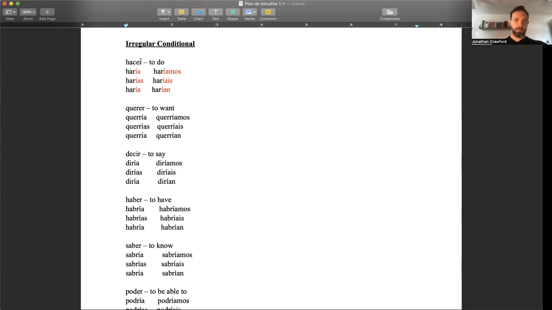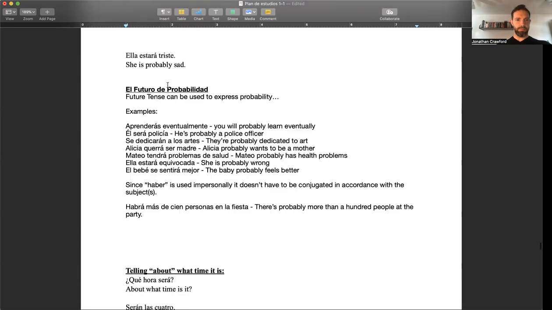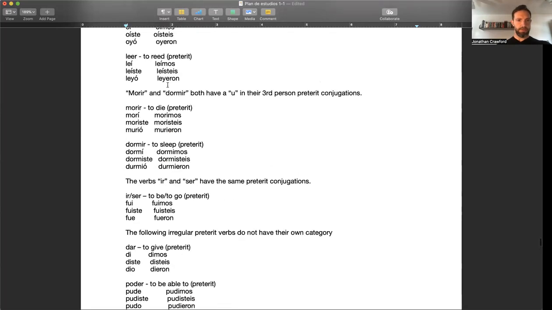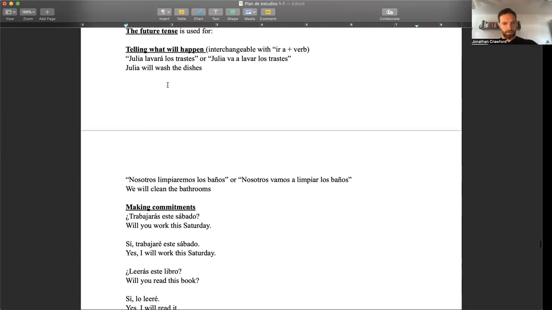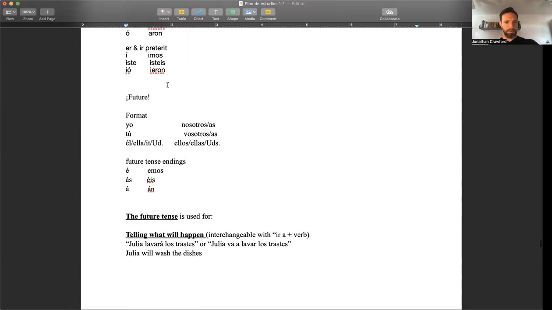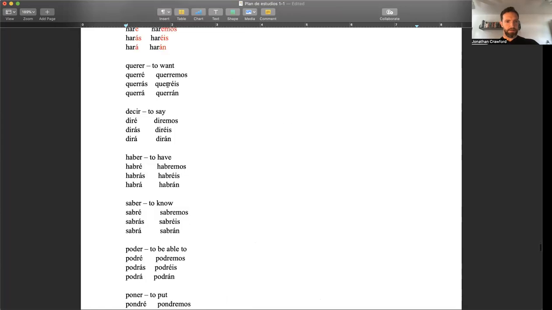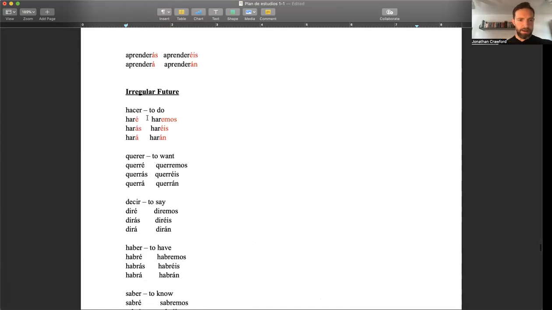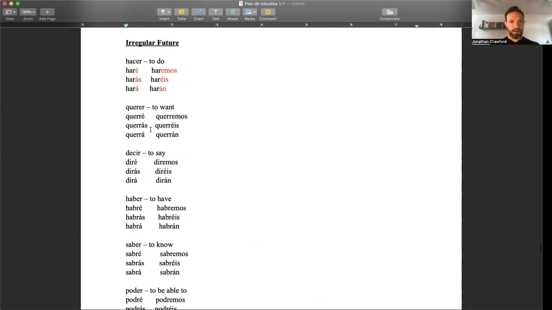So hacer, which means to do, for whatever reason, you don't say hacería, you say haría. Just like in the future tense, if you guys remember, it's up here somewhere. Right here. So future tense, these irregular ones in the future tense, we had hacer, to do, it's haré, harás, hará, haremos, haréis, harán. And querer, querré, querrás.